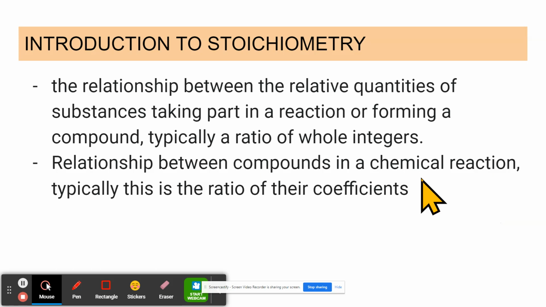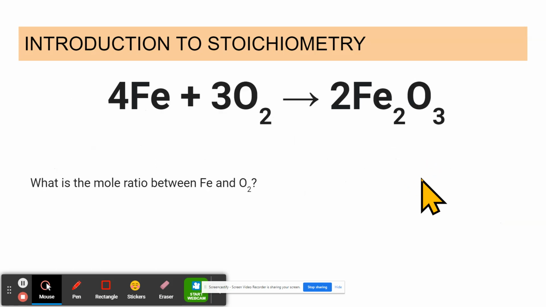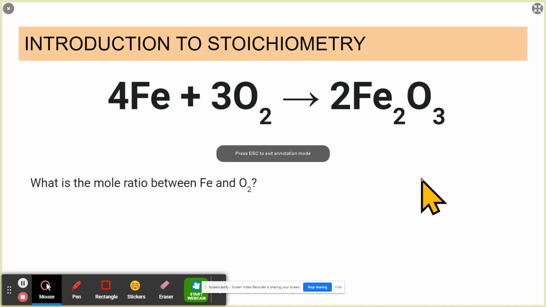Essentially, what you're looking at are the coefficients. That's why the last time we were here, we looked at the mole ratio. In a chemical reaction, the quantitative relationship between the compounds means we're looking at coefficients. So when you ask, what is the mole ratio between Fe and O2? We're looking at the coefficients for Fe and O2 in the chemical equation itself.